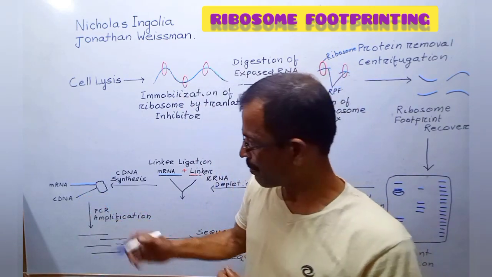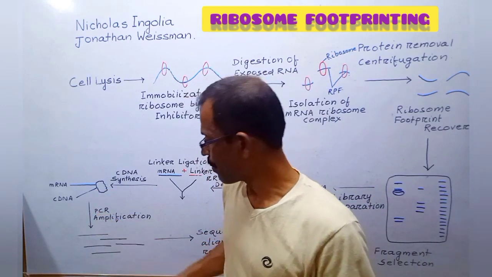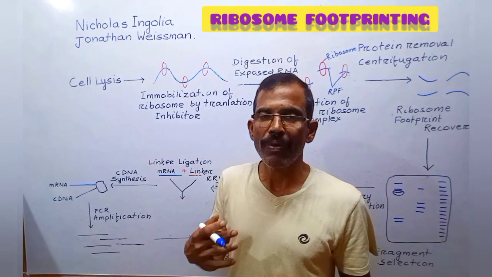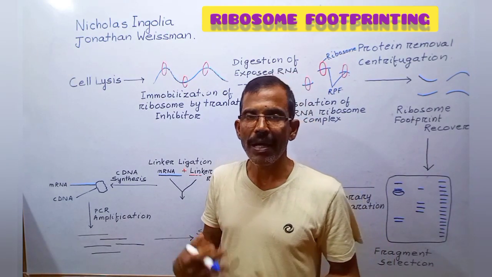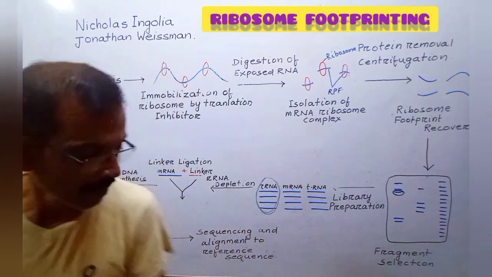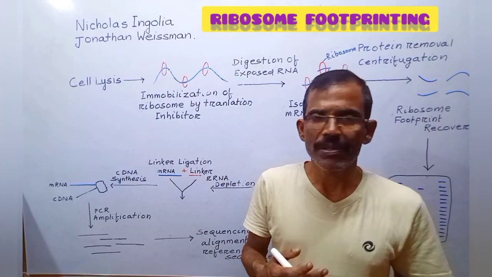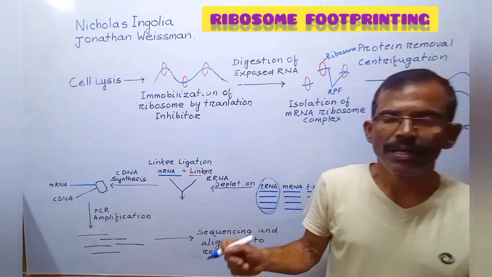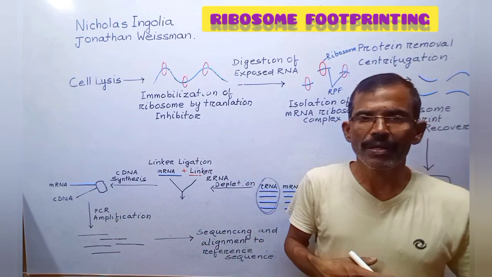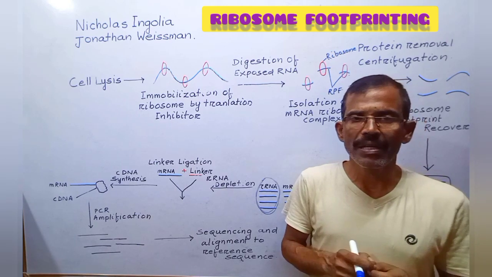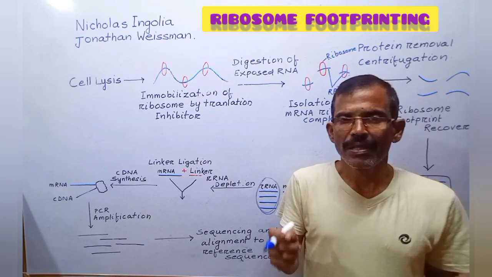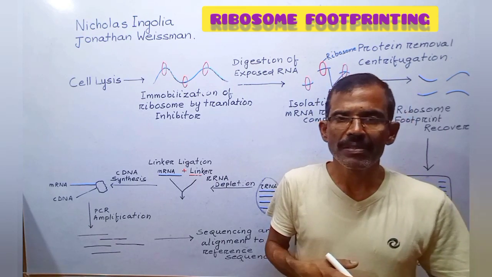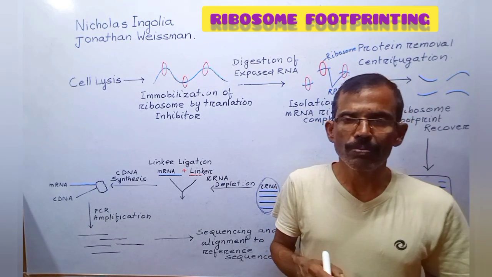In the next step, the cDNA fragments are amplified by polymerase chain reaction, which amplifies the sequences in an exponential manner. After PCR amplification, the library can be sequenced to generate a bioinformatic library which can be subjected to different analyses depending upon the aim of the experiment. So friends, this is all about ribosome footprinting.